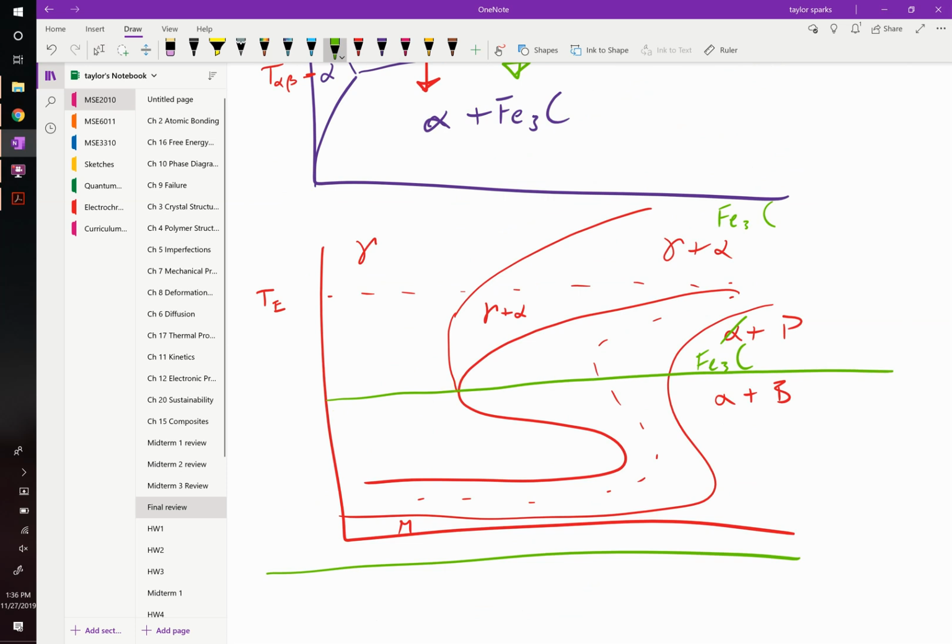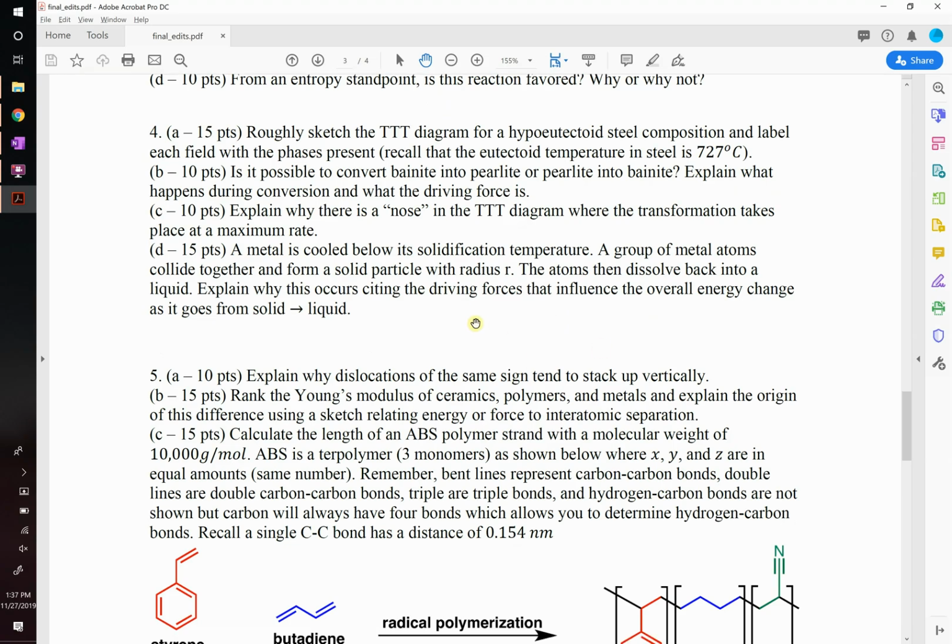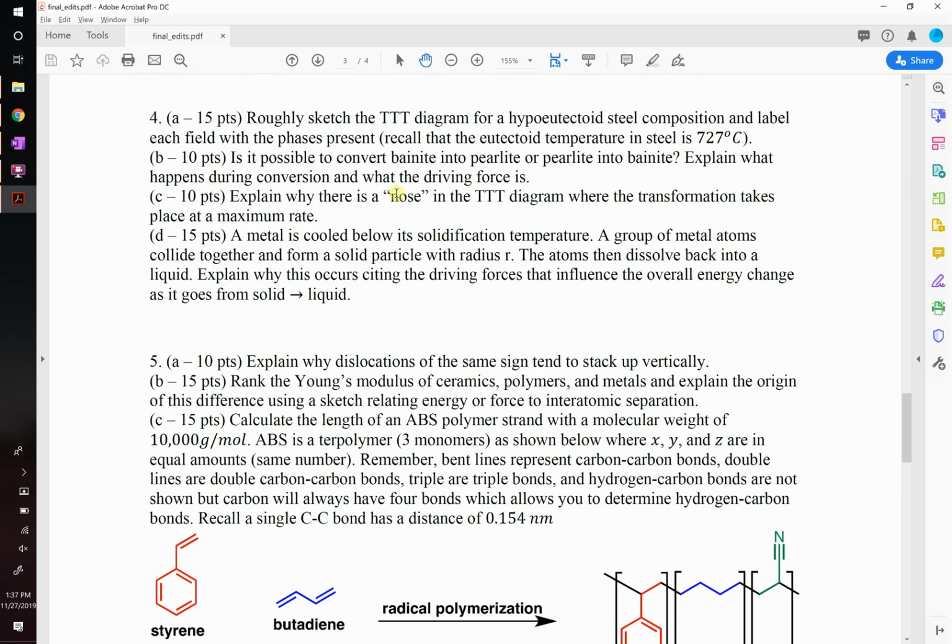In general, what can you say about perlite and bainite? Perlite is thick lamella because it's happening at a high temperature where there's lots of diffusion. Bainite has really thin lamella because it's at low temperatures where diffusion is slow. Okay? Can I answer other questions about this? Okay, let's keep going. Explain why is there a nose? So why would there be a nose?